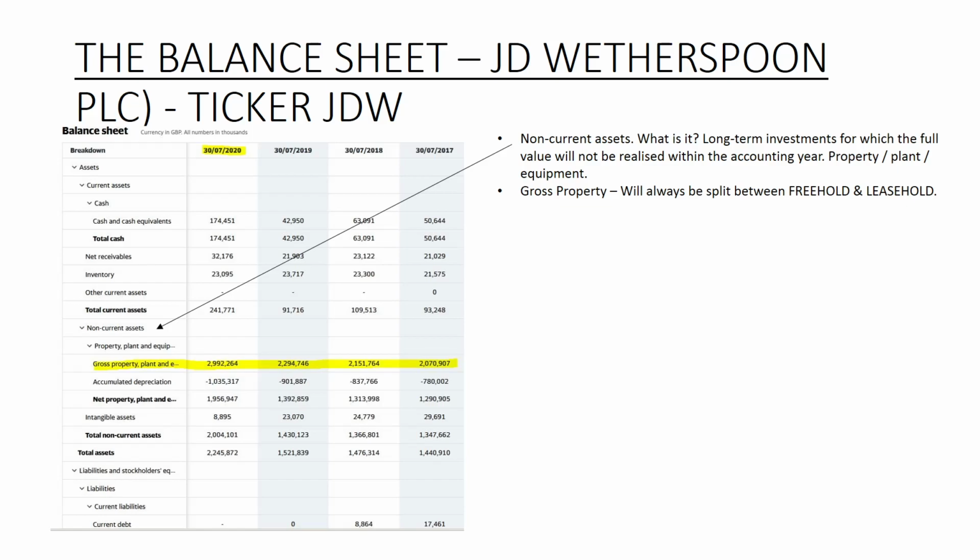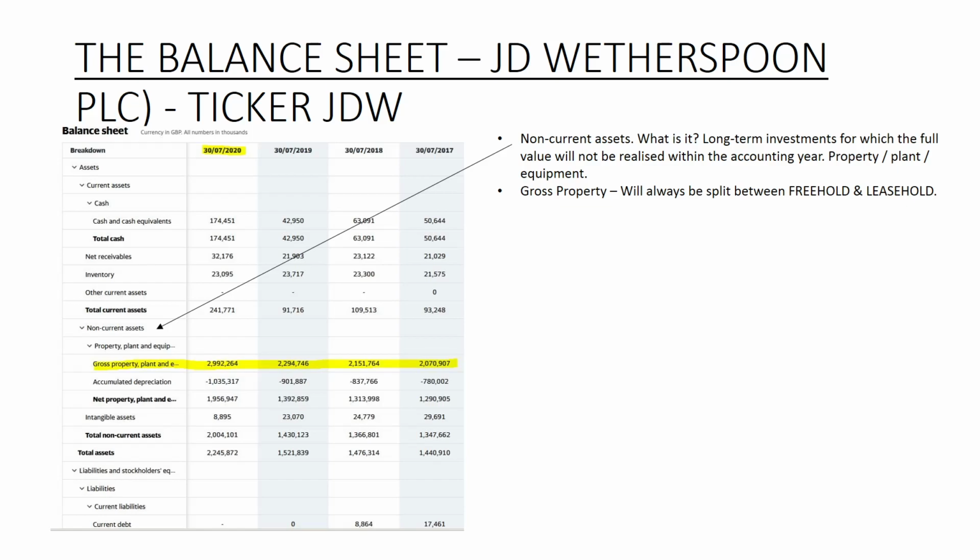And the property is obviously always going to be split into freehold or leasehold, so it'll be one of those two. For Wetherspoons, they have a mixture of the two. Now, I've managed to obtain some of the figures for the total amount of property that they own, in terms of not just equity, but the leasehold and freehold value.